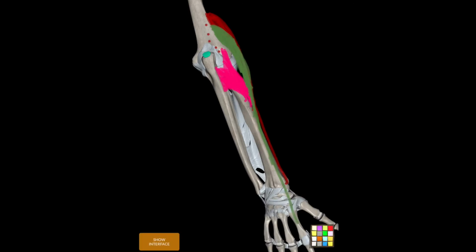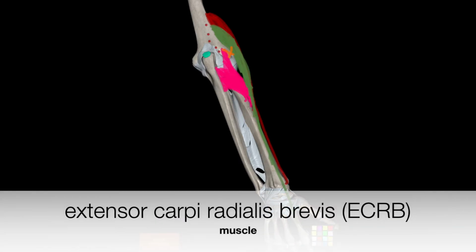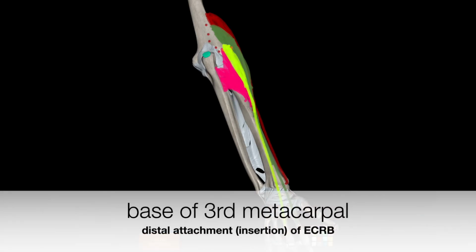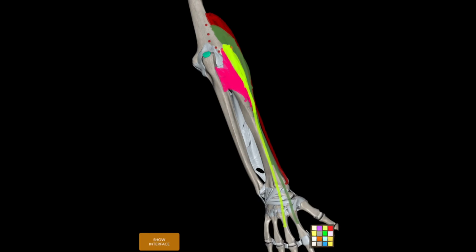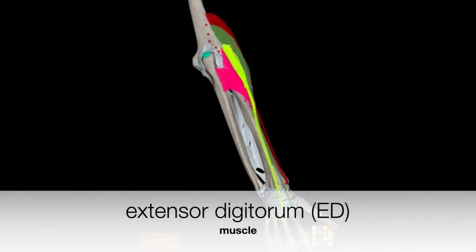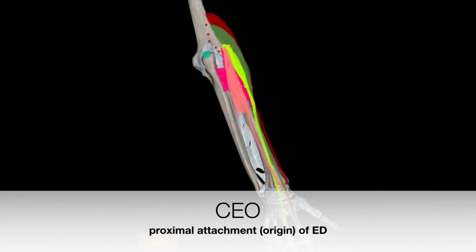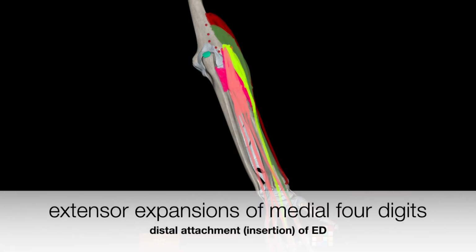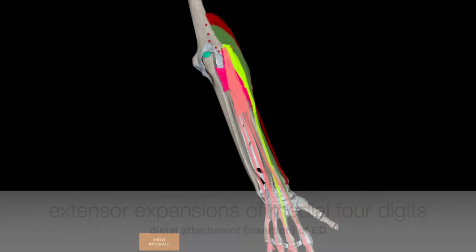And the other 4 muscles from the superficial group do arise at least partially from the common extensor origin. The first of these is the sibling muscle, if you like, of extensor carpi radialis longus, and that's extensor carpi radialis brevis, and its attachment is the base of the third metacarpal. Next is the main extensor of the fingers, which is extensor digitorum, again from the common extensor origin, a fairly broad muscle that separates into 4 tendons, 1 for each of the digits of the fingers, and they expand into the extensor apparatus or extensor mechanisms.